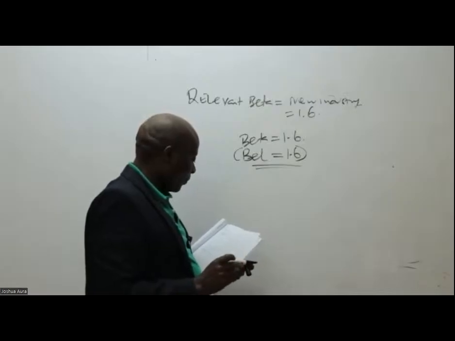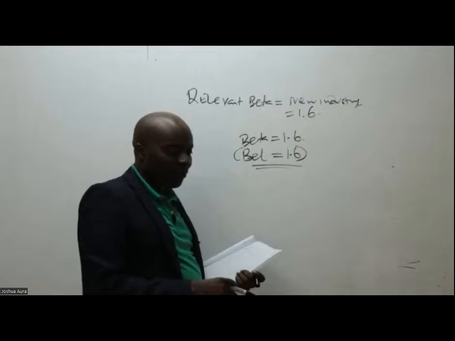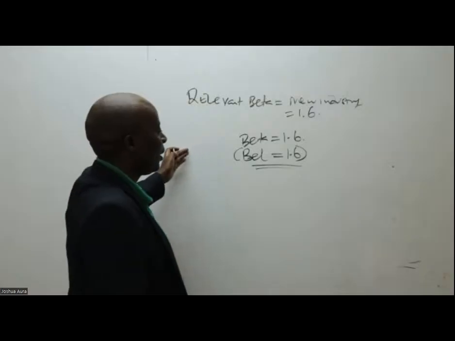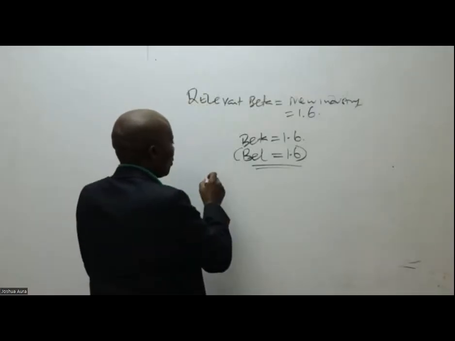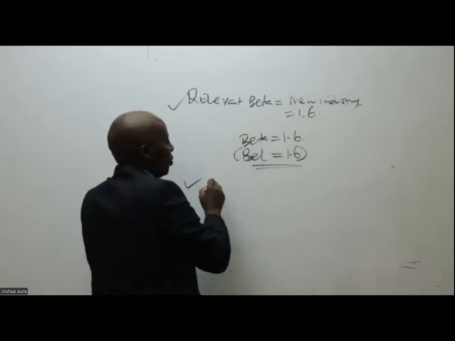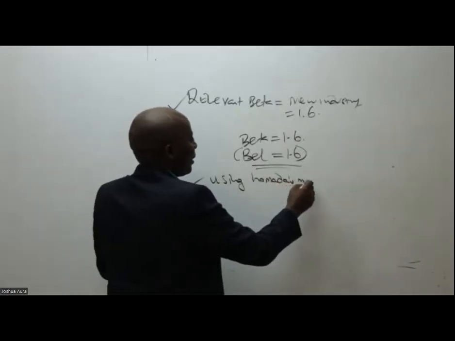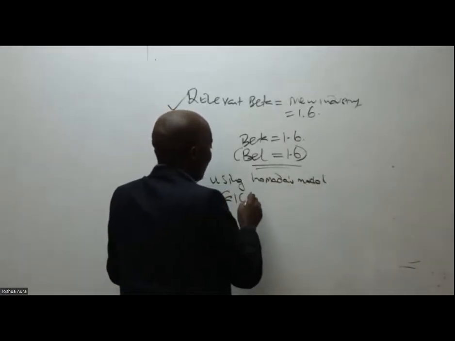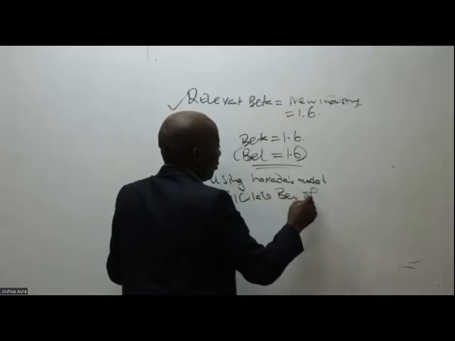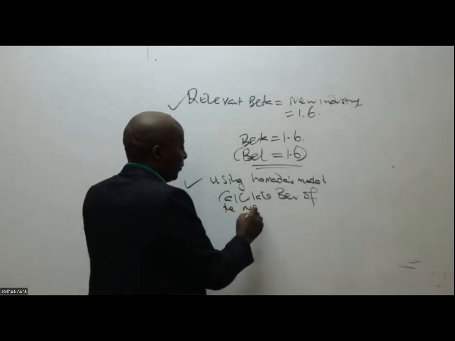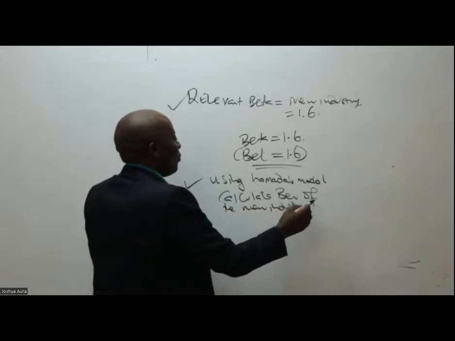So return on the market is 25%, risk-free is 10%. Assume corporation tax of 30%. So the very first thing that we need to do here is to get a BEU out of this relevant beta. So using Hamada's model, calculate BEU of the new industry.